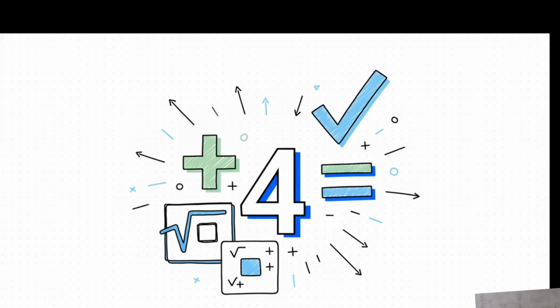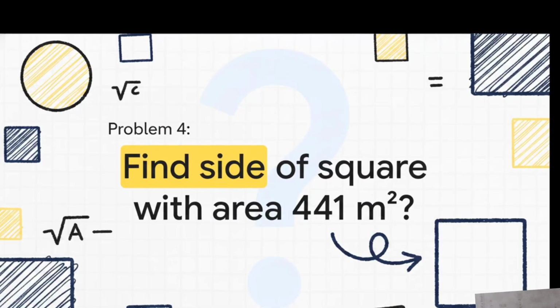Final answer, option IV, 15,625 plus 251. Problem 4. Moving on, we have a quick geometry application. Find the length of the side of a square whose area is 441 square meters.